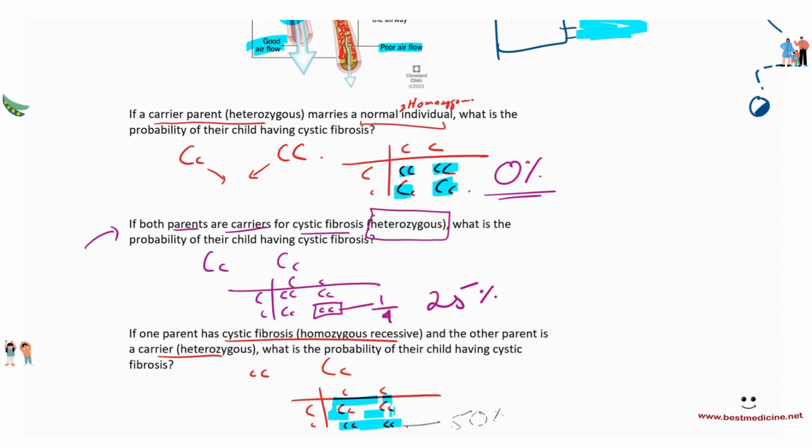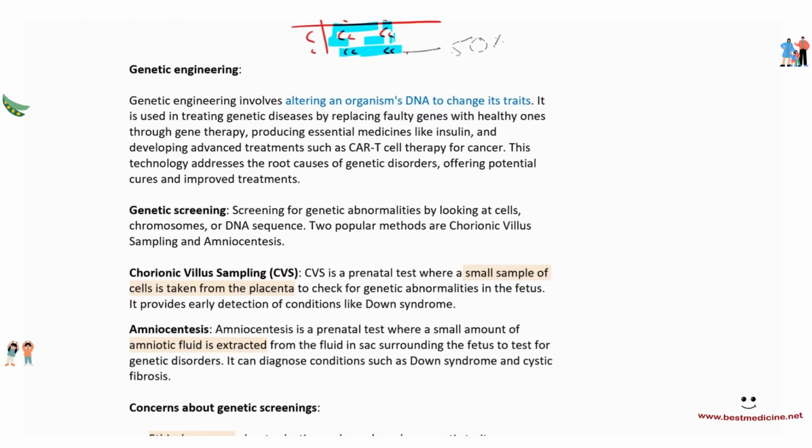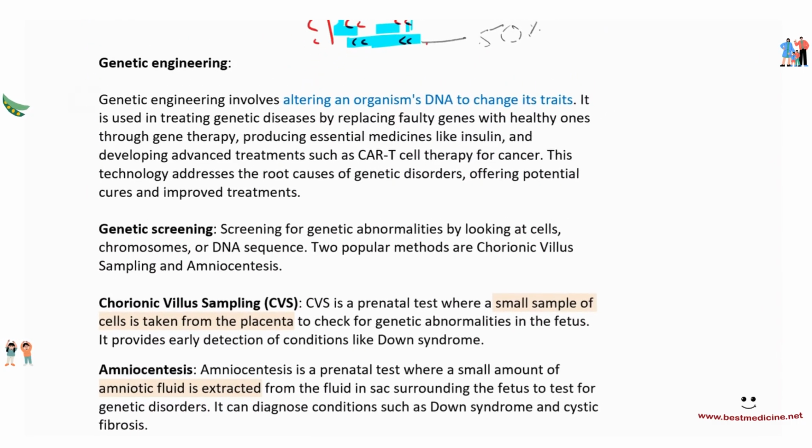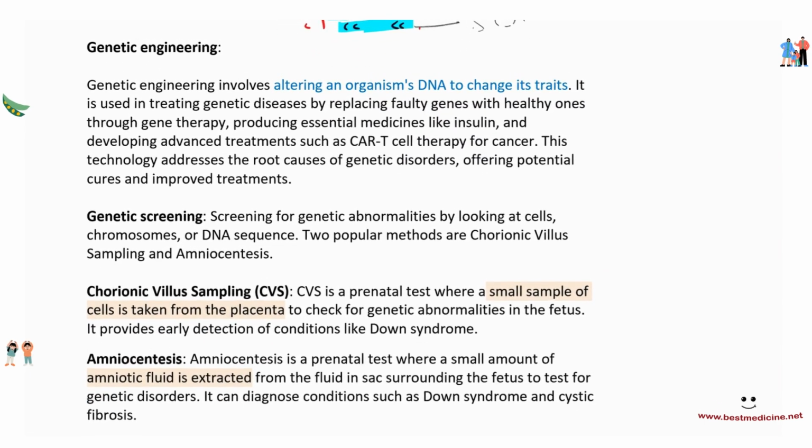So next up we have genetic engineering, which is the last topic of this particular lecture. Genetic engineering involves altering an organism's DNA to change its traits. So what is genetic engineering? You know what engineering is? Engineering is being able to change things to improve stuff, right? Towards betterment.